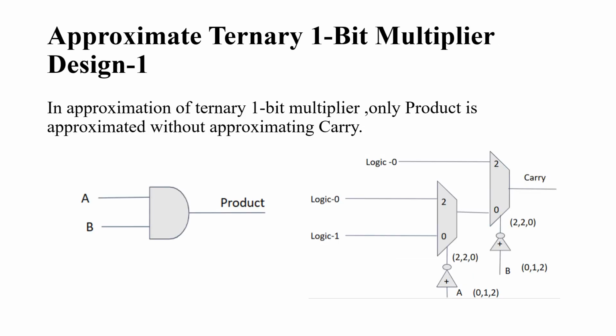As mentioned earlier, the fundamental blocks for the higher bit multiplication which can be used in image multiplication are ternary approximate 1-bit multipliers. So here in the first design, we have approximated the product circuits without disturbing the carry circuits. Simply, the accurate product circuit is replaced with the ternary AND gate in the approximate design one, and the carry circuit is not disturbed.